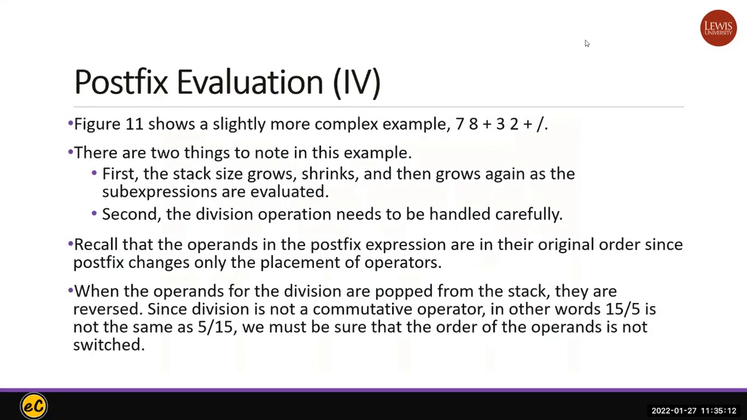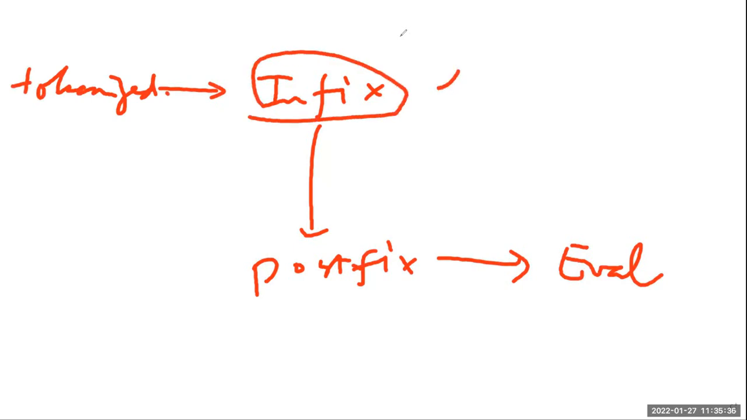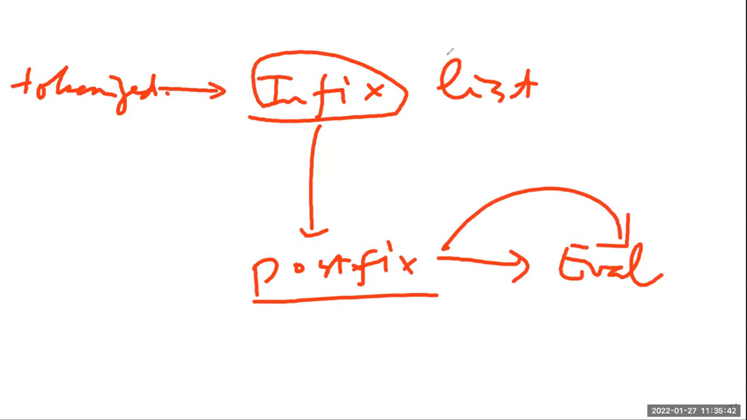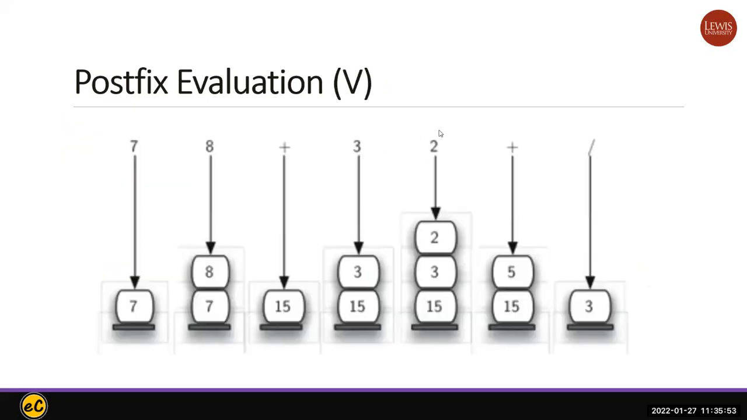Basically, what we learn here is you may have infix notation, you convert it to postfix, and postfix is suitable for evaluation. So you tokenize into an infix list, convert it to postfix, and then do evaluation. That's a good idea. If you can convert things to postfix, then you will be able to do the evaluation.